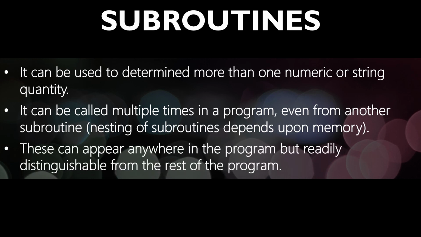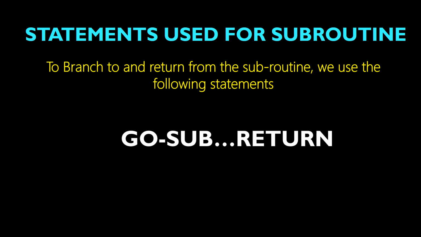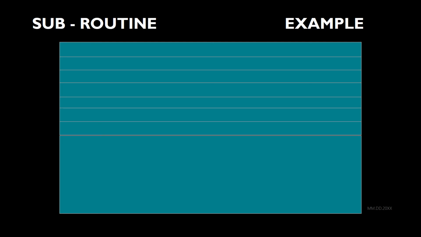These can appear anywhere in the program but are readily distinguishable from the rest of the program. To branch to and return from the subroutine, we use the following statements: GOSUB, RETURN and ON GOSUB. Let's check out the example of a subroutine.